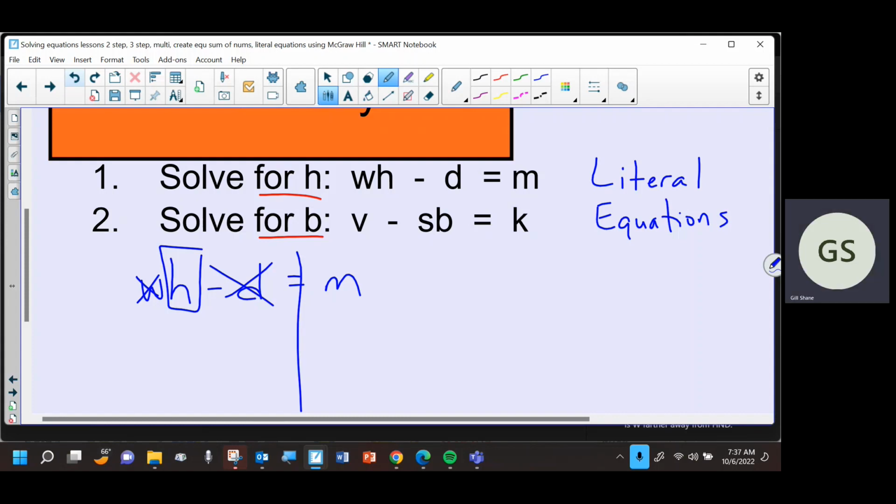D is farthest away. So in this case, I need to go ahead and get rid of the D first. Now that I know where to start, this is where I think opposite. What do I do to get rid of that D? Yeah, the opposite of subtracting something is adding. So again, it doesn't matter that it's a variable. That's still the opposite. Whatever I do on one side, I have to do on the other side.